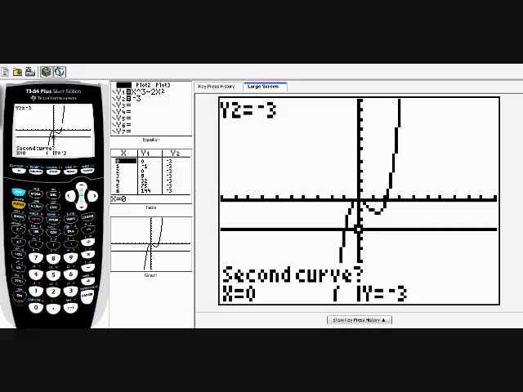Second curve. You see up in the corner, it tells you. You only have 2 curves anyway, and you only do 2 at a time. In the upper left-hand corner, it says y2 equals -3. So we know that is the y equals -3 that we graphed. So I just hit enter.